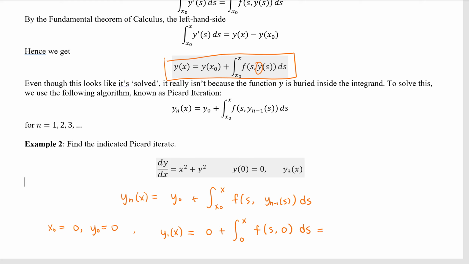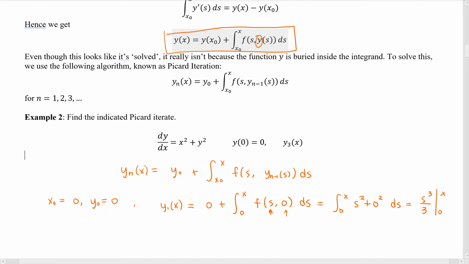What is this? Well, f is x squared, so the first coordinate squared plus the second coordinate squared. We replace x by s, and replace y by 0, ds. Well, that is just the integral of s squared. That's s cubed over 3. Now we evaluate from 0 to x, which means we plug in x first, minus we plug in 0, which is 0. So y1 of x equals x cubed over 3.